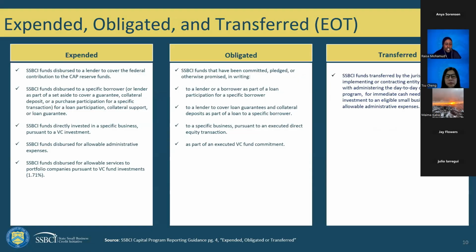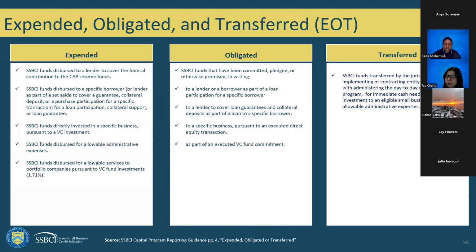All right, so we have here EOT, just as a reminder, because again, also on the disbursement request form, you're going to have to identify if the transactions are expended, obligated, or transferred. So for transactions to be considered expended, SSBCI funds must be dispersed to a specific borrower or lender as part of a set aside to cover a loan guarantee, collateral deposit, or business or purchase participation for a specific transaction that has closed. For VC equity transactions, SSBCI funds must be directly invested in a specific business. So for example, in a loan guarantee transaction, the amount set aside to cover the guarantee, typically in a reserve account, would be considered expended if it's set aside.